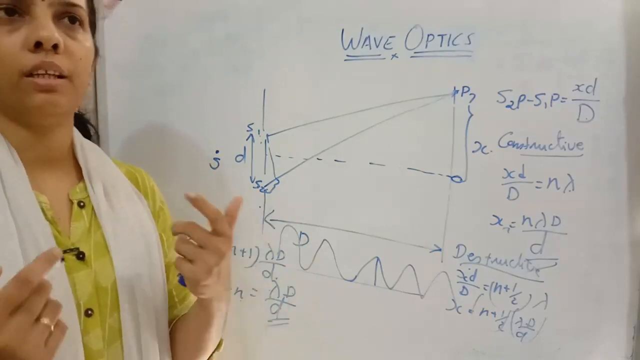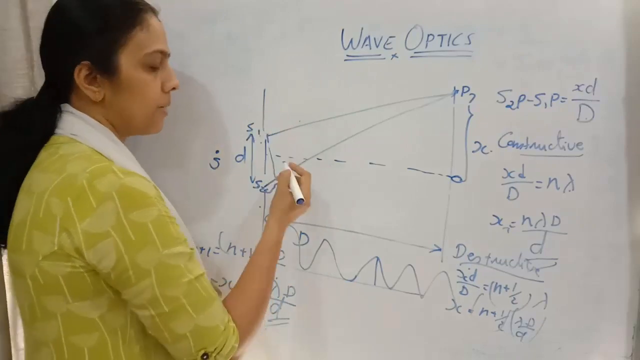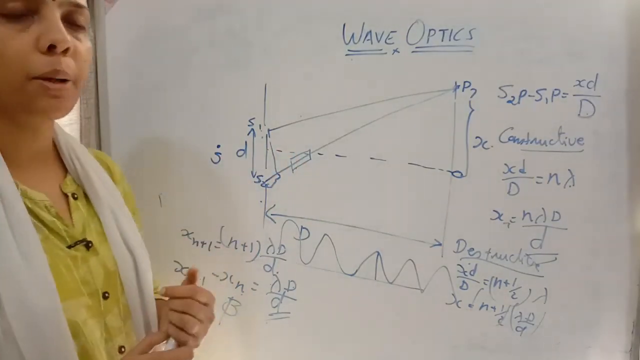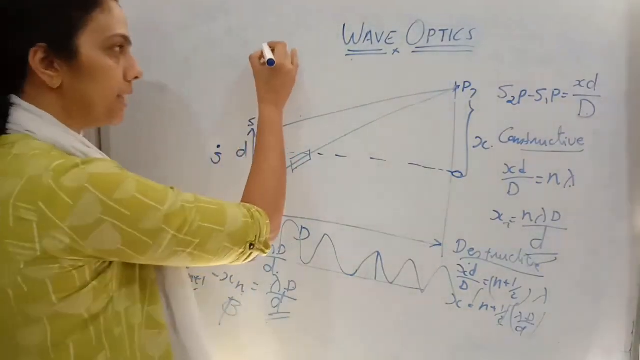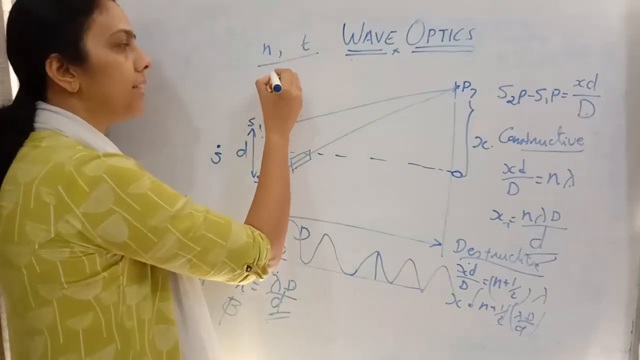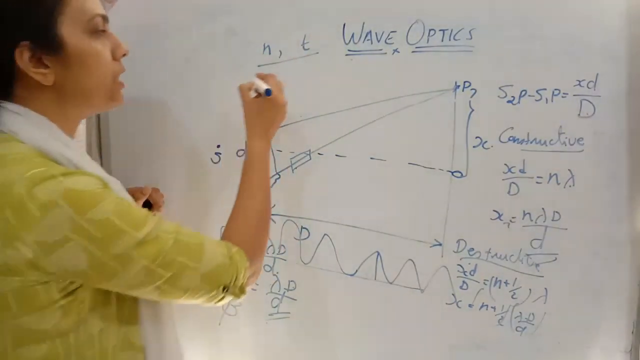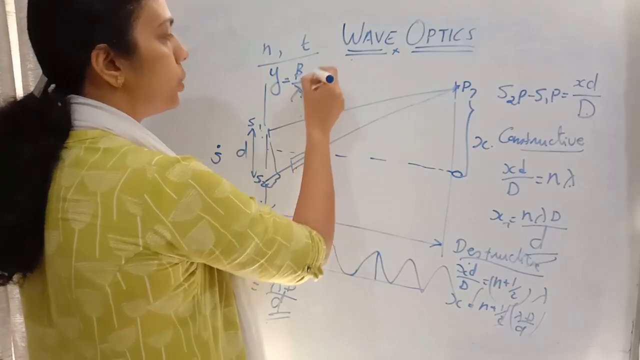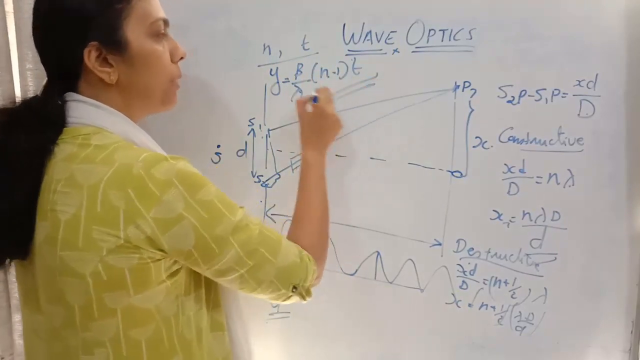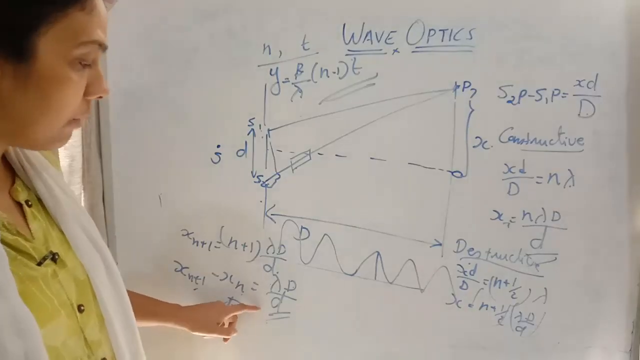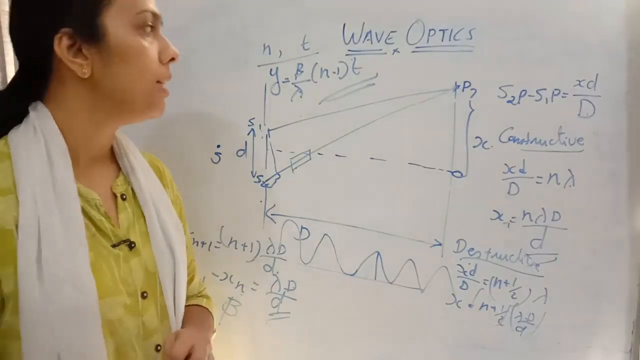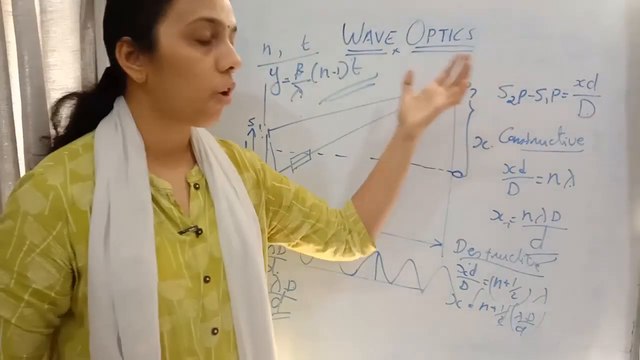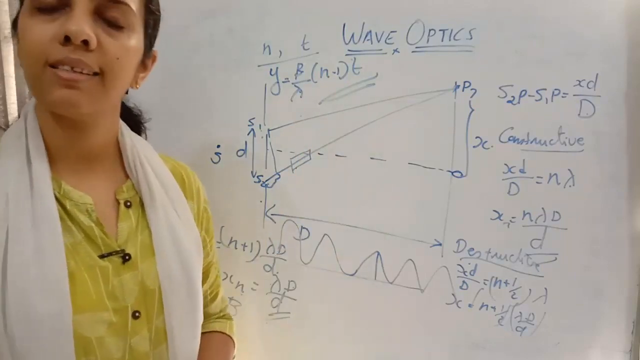So if I put a transparent medium between these two waves, what will happen? While we are introducing a transparent medium having refractive index N and thickness T, what will be the fringe shift? Fringe shift Y will be equal to beta by lambda into N minus 1 into T, where beta is the fringe width, lambda capital D divided by small d. So these are some of the formulas which you should know by heart for Young's double slit experiment.